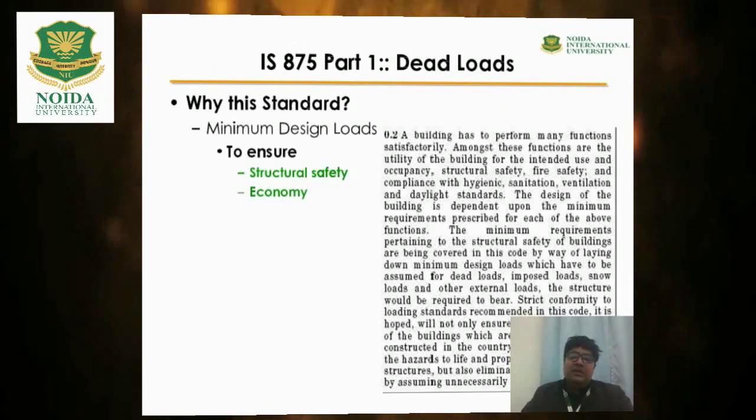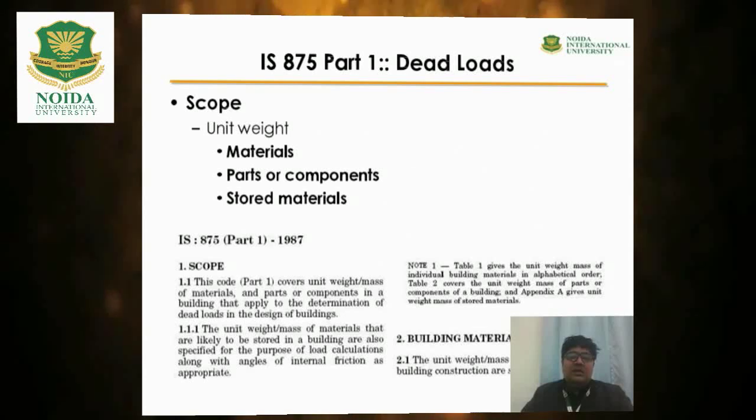So as per IS 875 Part 1, any structure requires the minimum design loads to ensure structural safety and economy. It has 3 scopes. The first is the scope of the materials. The second is the components of the structures, and the third is the stored material, the material which is stored in the particular structure.